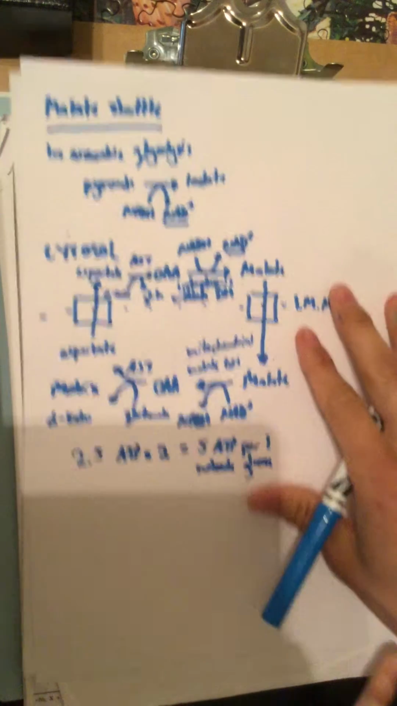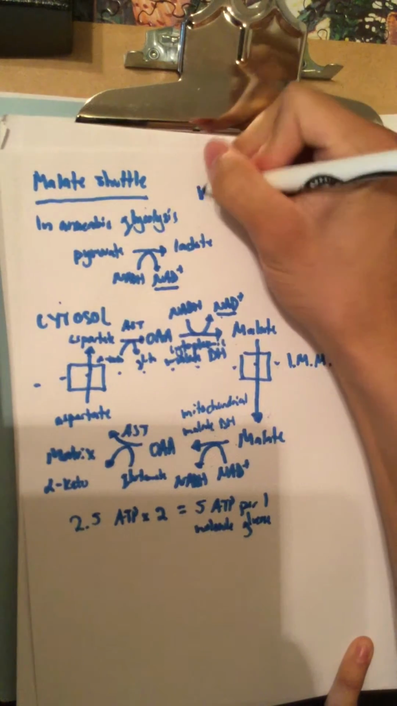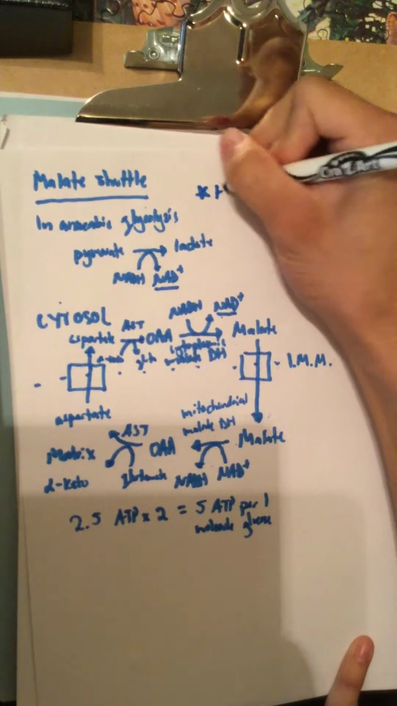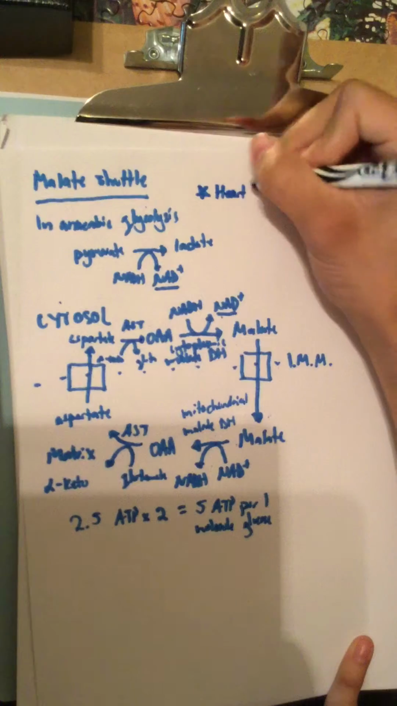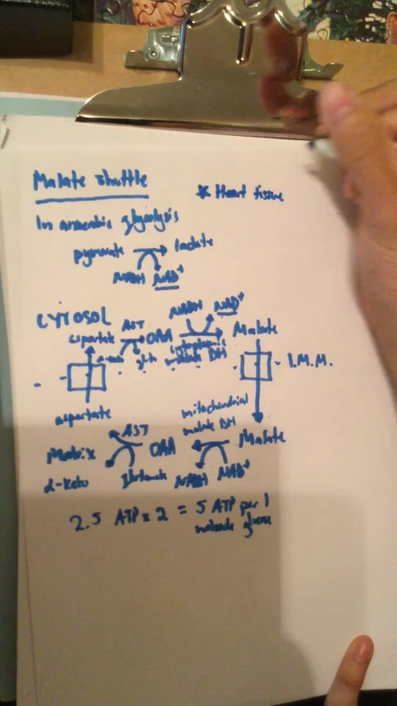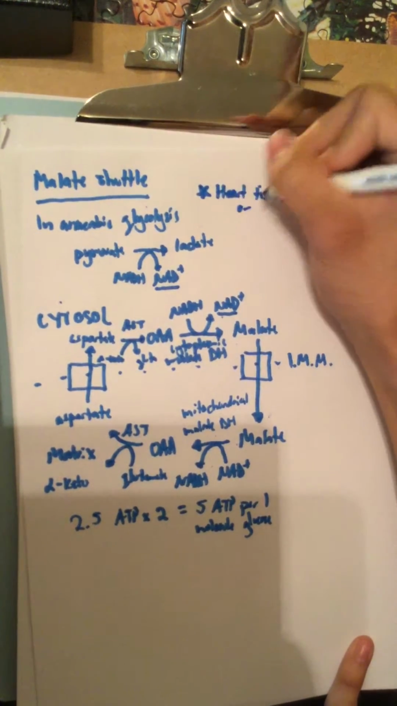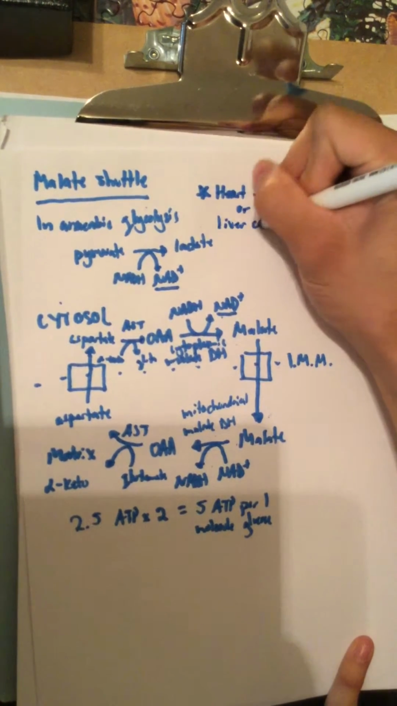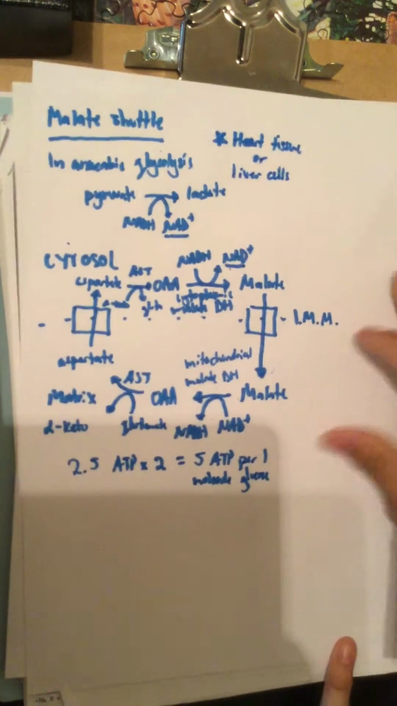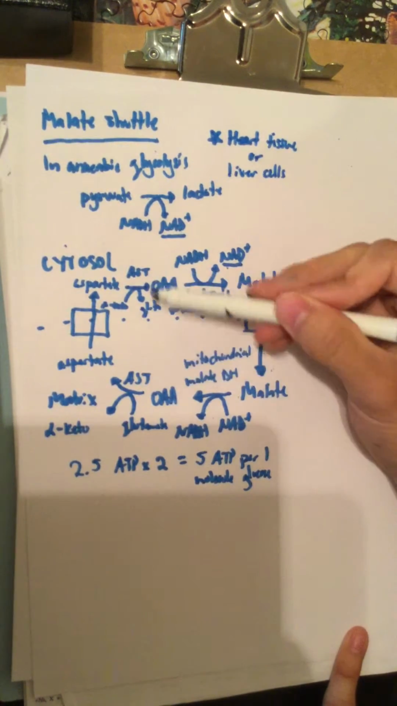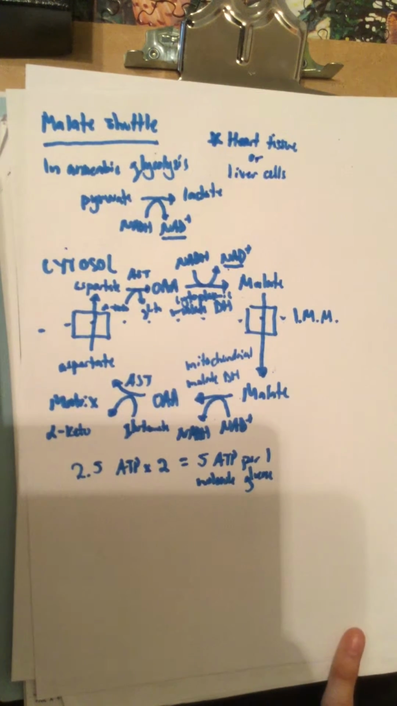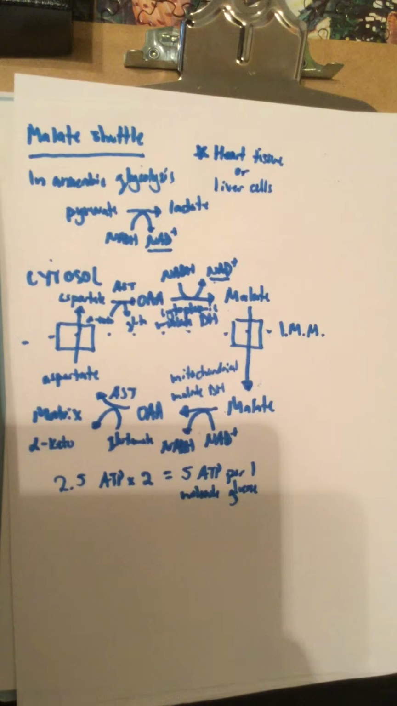Now that's a little bit better than the glycerol phosphate shuttle. Why don't we just use this all the time? Well, I'll tell you why. This can't be utilized everywhere. It can only be utilized in heart tissue or cardiac muscle, as well as hepatocytes, or just liver cells. It's probably due to just the presence of these certain enzymes in these cells and not in other cells. But yeah, that's it for the malate shuttle.